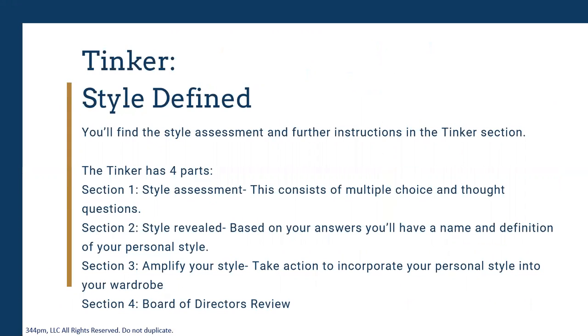You'll find the style assessment and further instructions in the Tinker section. The Tinker has 4 parts. Section 1 is the style assessment. It consists of multiple choice and thought questions. Section 2 is your style revealed. Based on the answers you've provided, you'll have a name and definition of your personal style. Section 3, amplify your style. It's time to take action and incorporate your personal style into your wardrobe. And Section 4, your board of directors review.